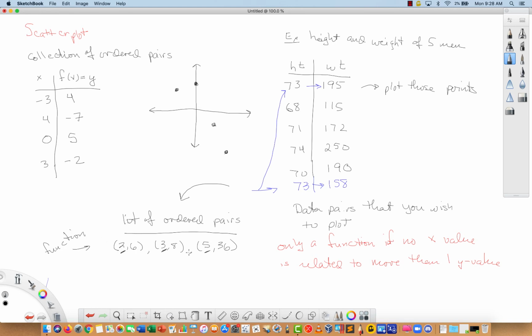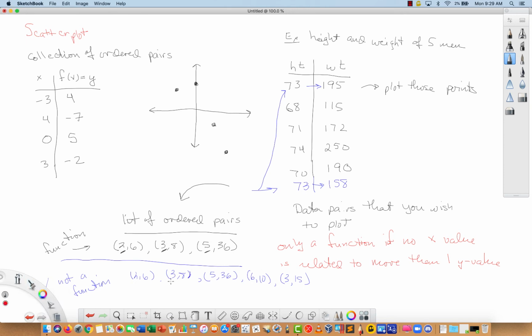It fits the definition. Each domain value gets associated with exactly one range value. However, if you want to know what not a function looks like, we could have the ordered pairs, let's say (2, 6), (3, 8), (5, 36), (6, 10), and (3, 15). Notice this is not a function.